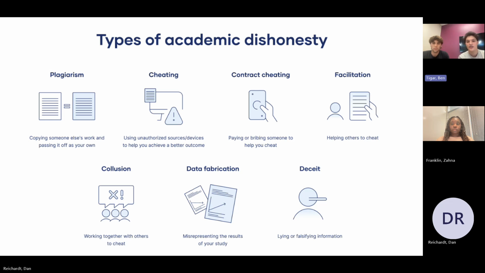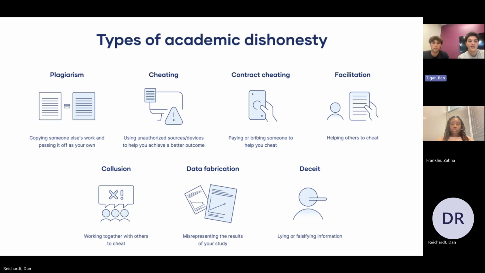After that, we have contract cheating, which is paying or bribing someone to help you cheat. After that, facilitation, helping others to cheat. This is common between classmates that are friends or that know each other who are in the same class trying to get better grades. Similar to facilitation, we have collusion, working together with others to cheat, another one that's common between classmates with either the same professor or someone that has taken the class before in the past. Very common to collude. Second to last, data fabrication, misrepresenting the results of your study.